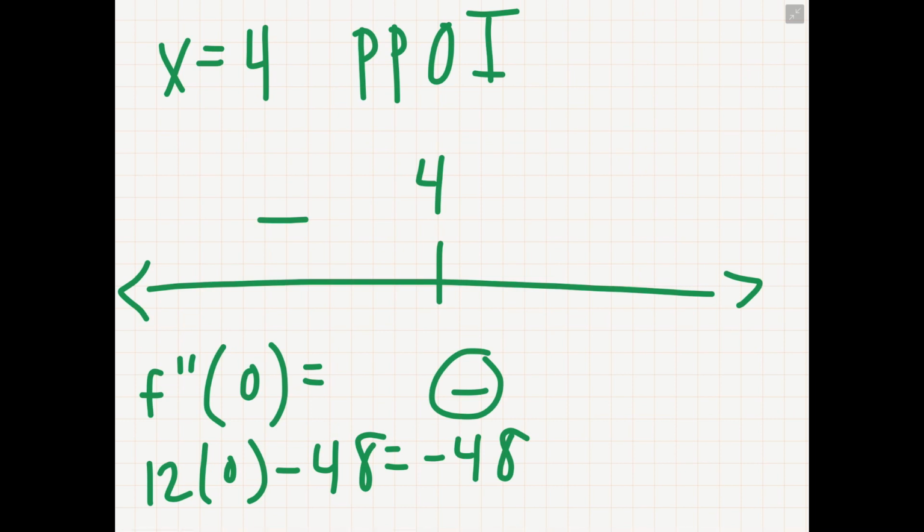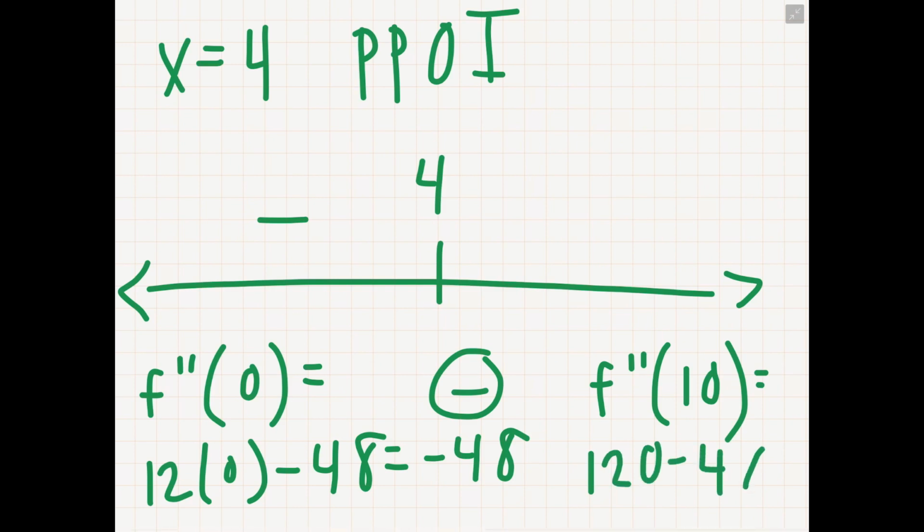Now we test a value that is greater than 4 in f double prime of x. We can test the value of 10. 12 times 10 is 120, and 120 minus 48 is clearly a positive number, so we can label the interval 4 to positive infinity with a plus sign.